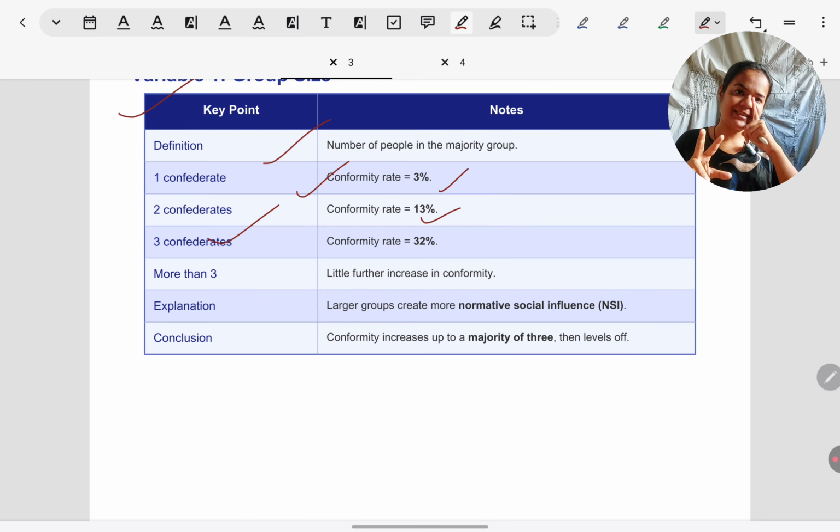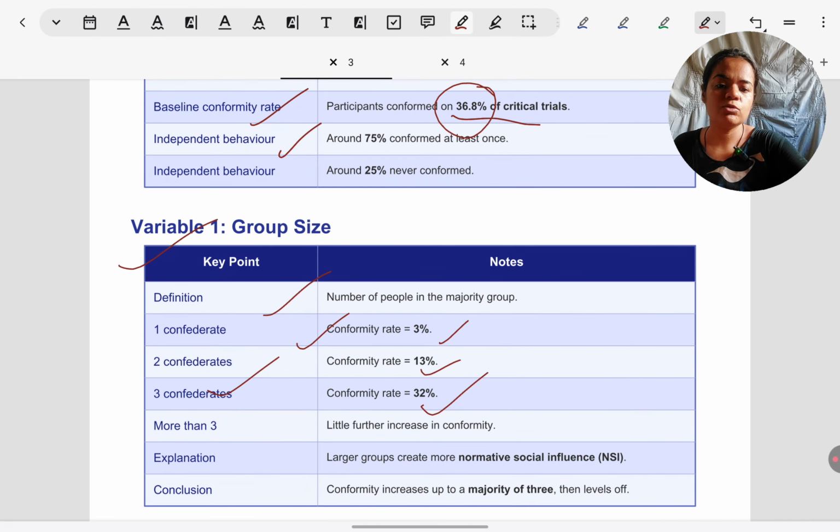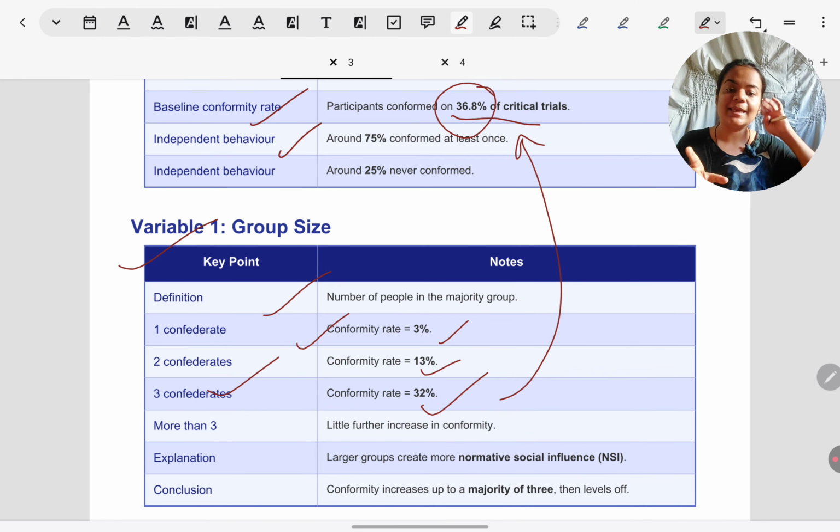Then on some trials, Asch increased the group size to 2. So one naive participant and 2 assistants who were giving the wrong answer. This time, conformity increased a little. A little pressure was felt by the naive participant, and on 13% of trials, they ended up giving the wrong answer to match the majority. Then Asch on some trials increased the group size to 3. There were 3 assistants who were giving the wrong answer in front of the participant. This time, conformity reached almost the level of the original study. It became 32%, very close to the original study.